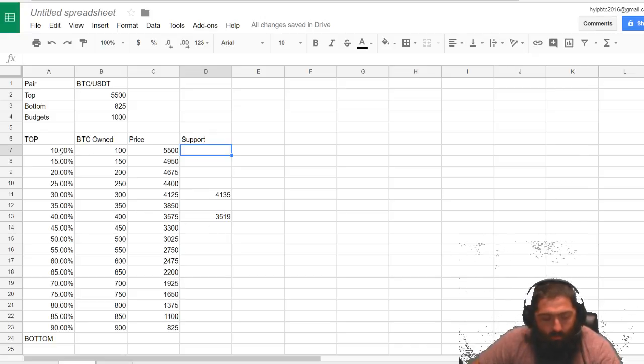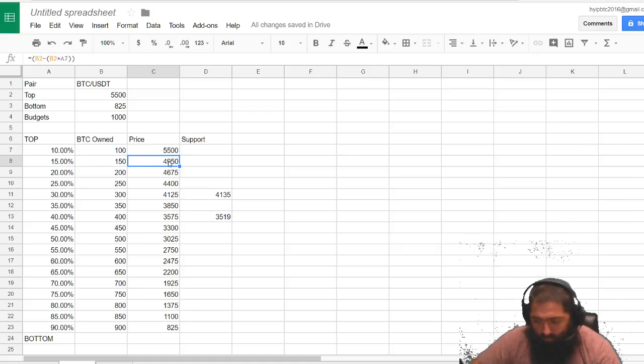Yes, so basically the way I'm doing the formula over here is B2, so the top, minus B2 times A7. So taking 5,500, times the 10 or 15%, and getting that price. And then I just have it pulling the bottom from the bottom.